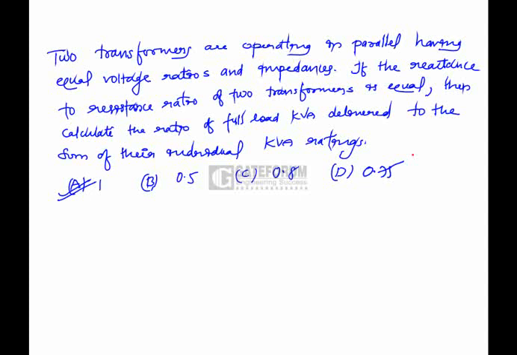Two transformers operating in parallel. These two transformers have equal voltage ratios as well as impedances, and it is also given that the ratio of reactance to resistance is equal in the two transformers, that is X1 by R1 is equal to X2 by R2. Now we can find the phase angle phi is equal to tan inverse of X by R.